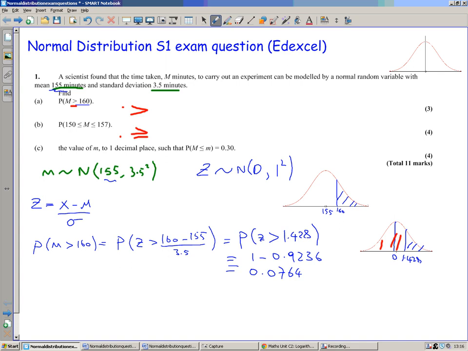If you're dealing with discrete random variables, though, because you've only got a certain number of values, then it's a big deal whether it's allowed to be equal to or not. Okay, so are we happy with that? Yeah. Okay, so let's just go on to the next bit.